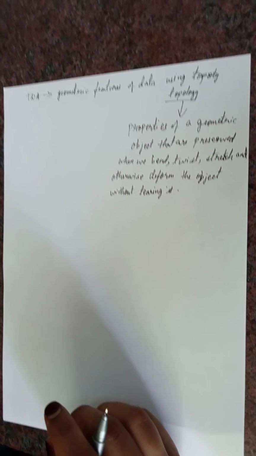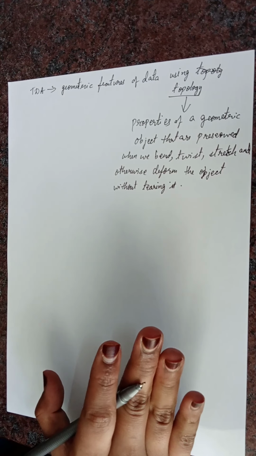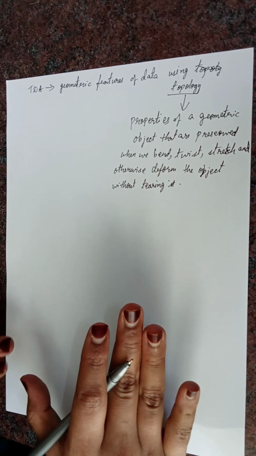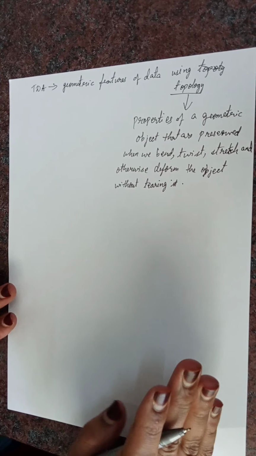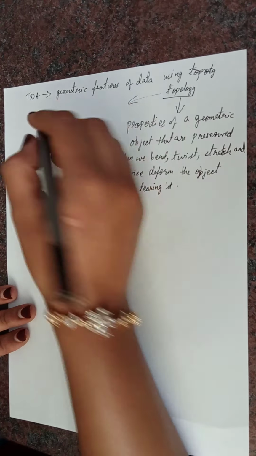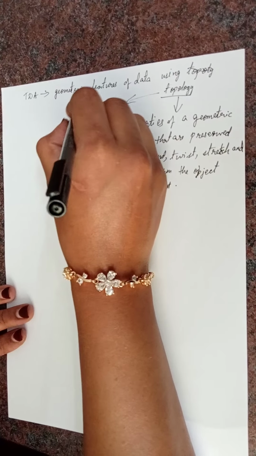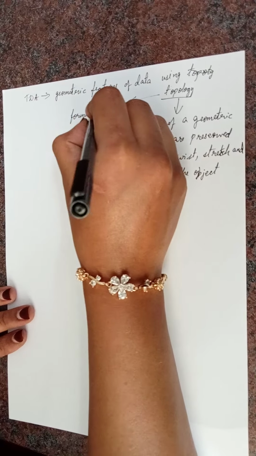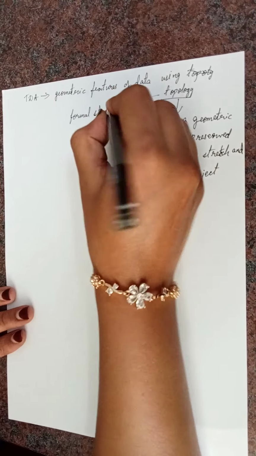The primary example of such a property is the presence of holes in the object. As such, topology is concerned largely with the formal study of holes. Topology is concerned with the formal study of holes.